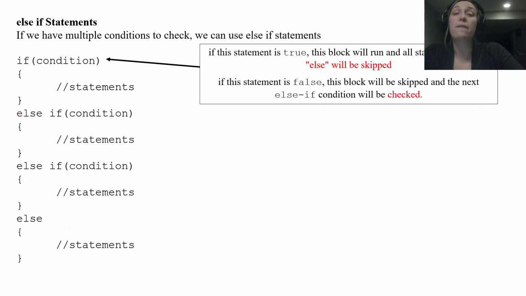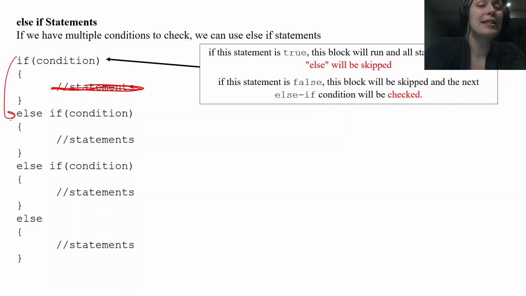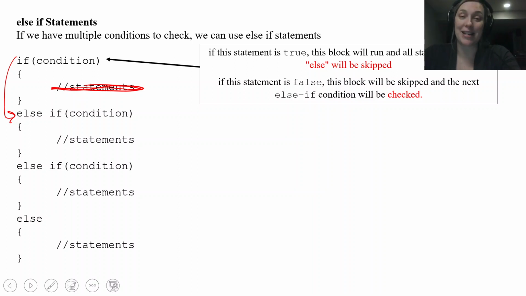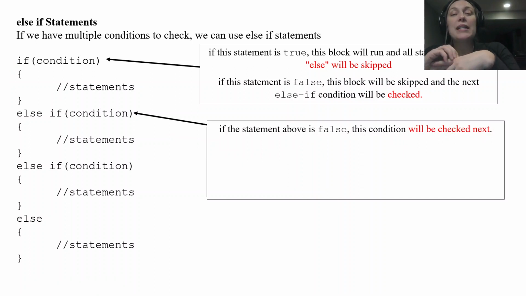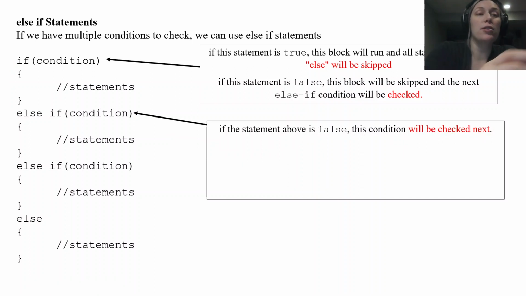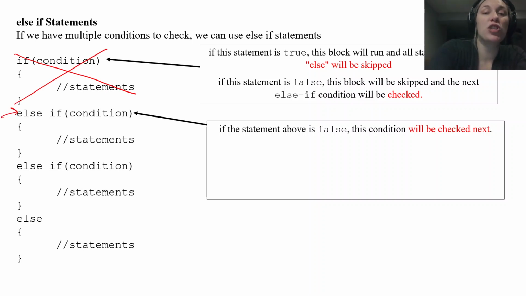If this statement is false, this block will be skipped, and the next else if condition is checked. So this is where the else if comes in. If that condition is false, the program moves on to the next else statement. So it has an else, and then you have this if condition. This is called an else if statement, which means that if that statement above is false, this gets skipped, and then we check this.